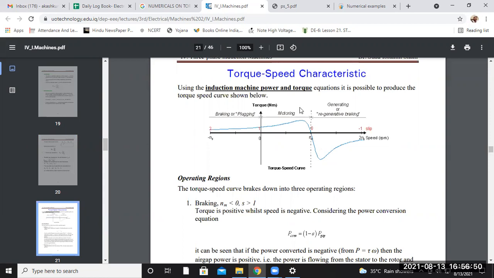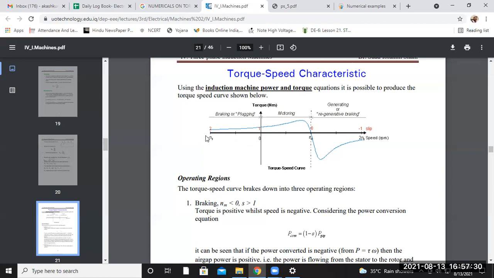We were discussing the torque-speed characteristics of the induction machine. This is the torque-speed curve of an induction machine, representing power and torque. From here you can see this is the negative synchronous speed. From there we have started the graph, up to the point where the speed is 0. This region, from minus synchronous speed to 0, is called braking or plugging.